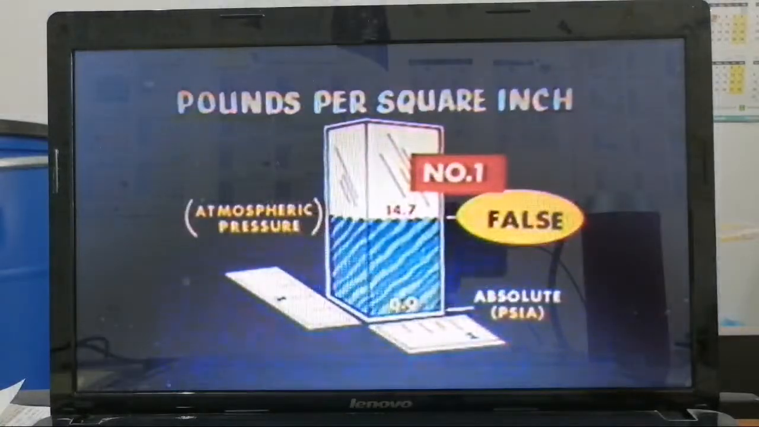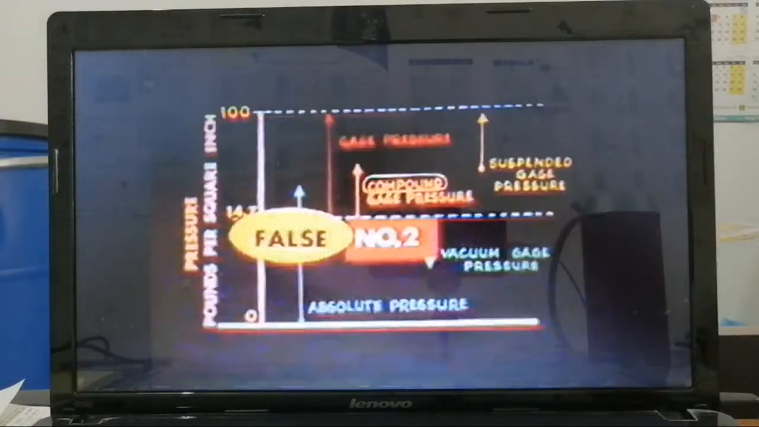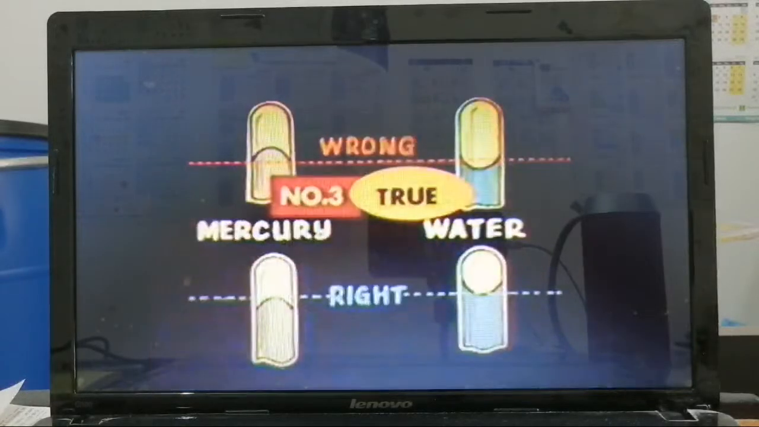The answer to number 1 is false. Pressure can be measured in inches of mercury or water, pounds per square inch gauge, PSI-A, or several other ways. 2 is also false. A gauge which measures above and below atmospheric pressure is a compound gauge, not a suspended range gauge. Number 3 is true. The correct way to read a liquid manometer is to observe the center of the column, not the edge levels.